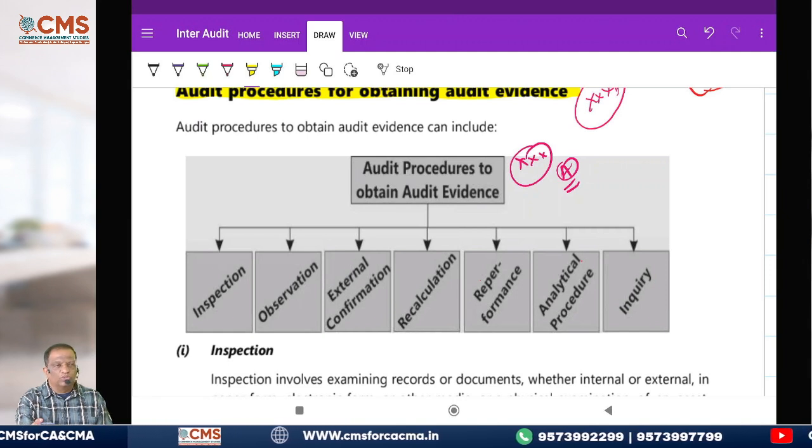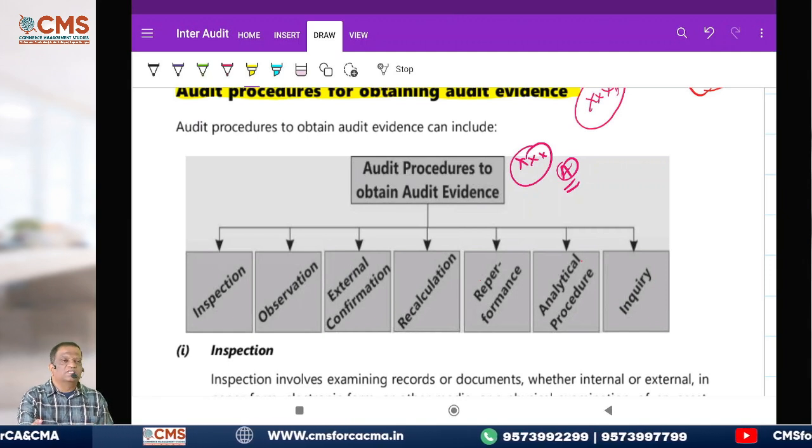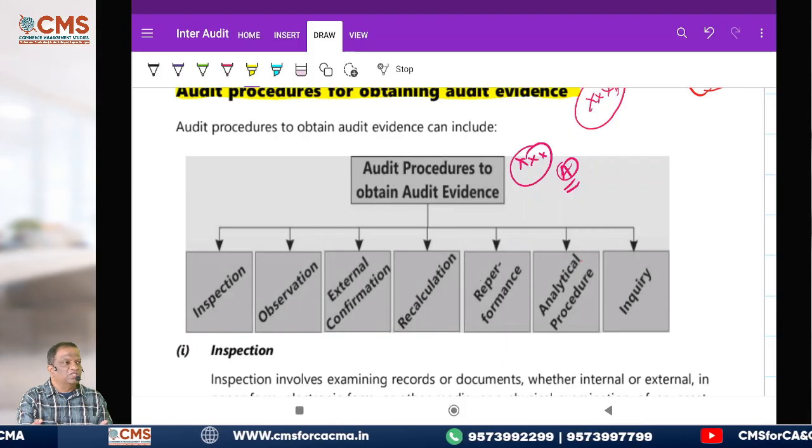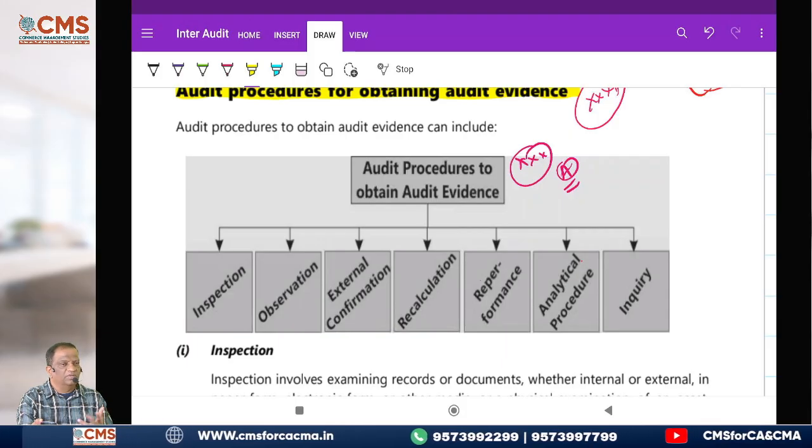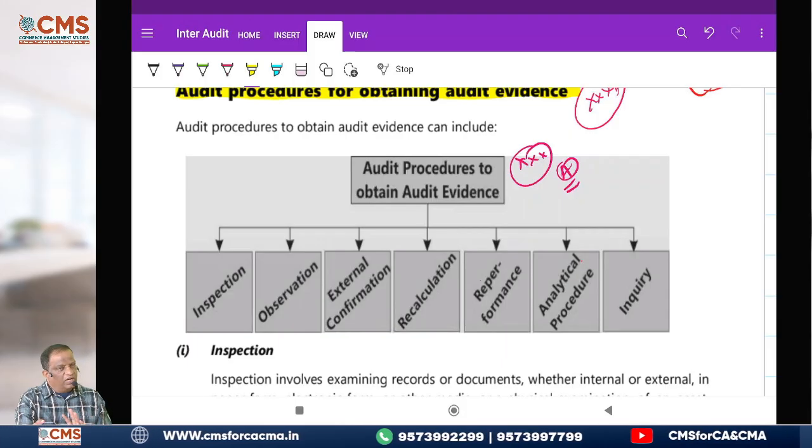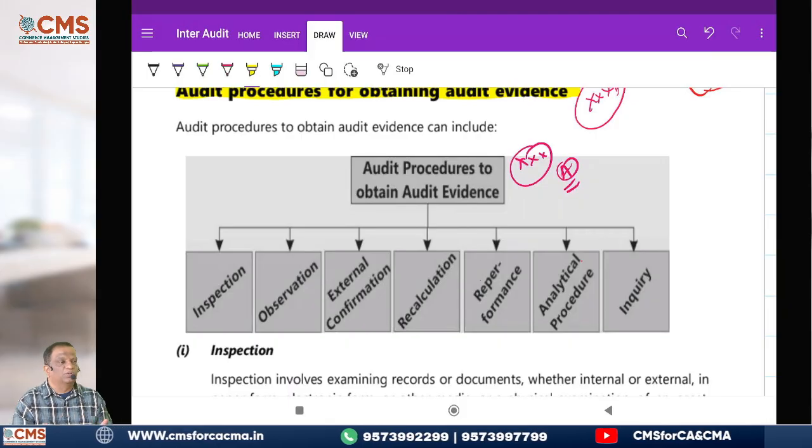So the type of question that you may get is, will the auditor gather all the audit evidence only through inquiry? So inquiry is the only method through which auditor obtains evidence. Likewise, he keeps teasing you. So auditor gathers evidence through multiple procedures.